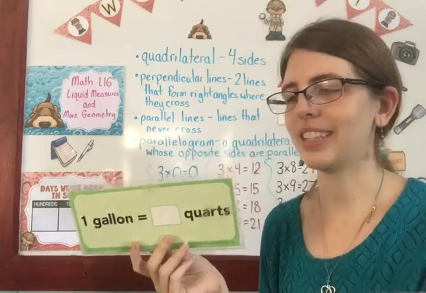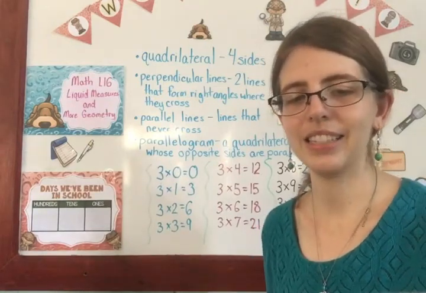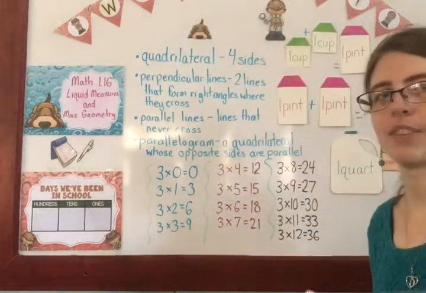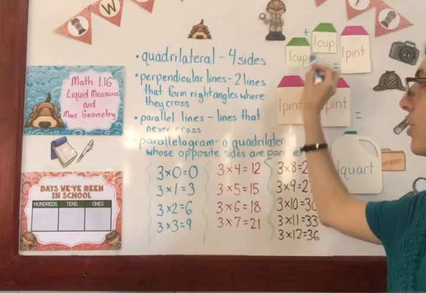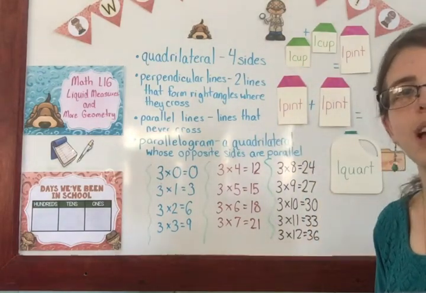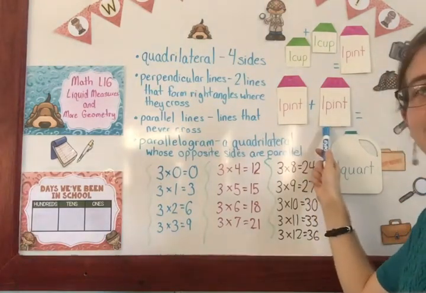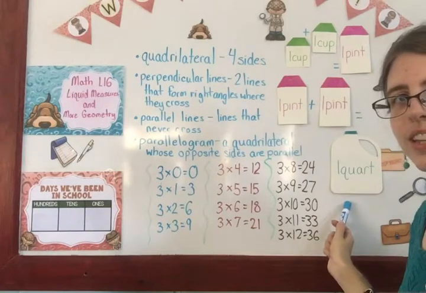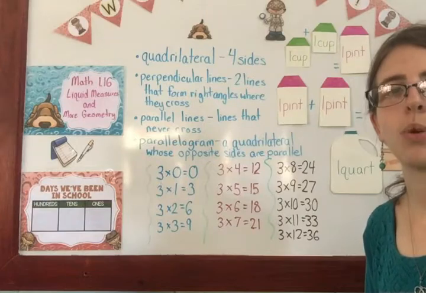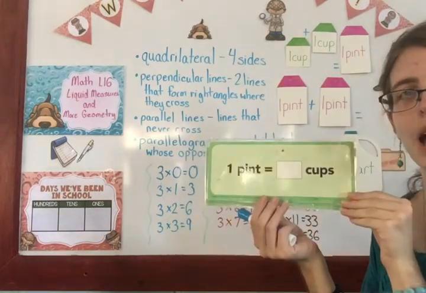4 quarts. Nicely done. So if we want to visualize these, I'm going to back up my chair just a second. Okay, here we go. I have 2 cups. That equals 1 pint. I can fit 2 cups in 1 pint. I can fit 2 pints in 1 quart. Now I don't have my gallon, but if I were to have 4 of these quarts, that would equal 1 gallon.